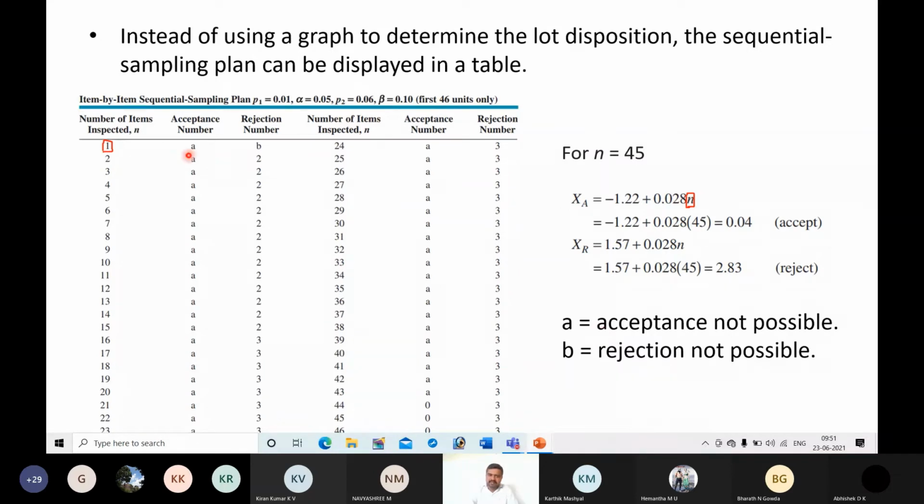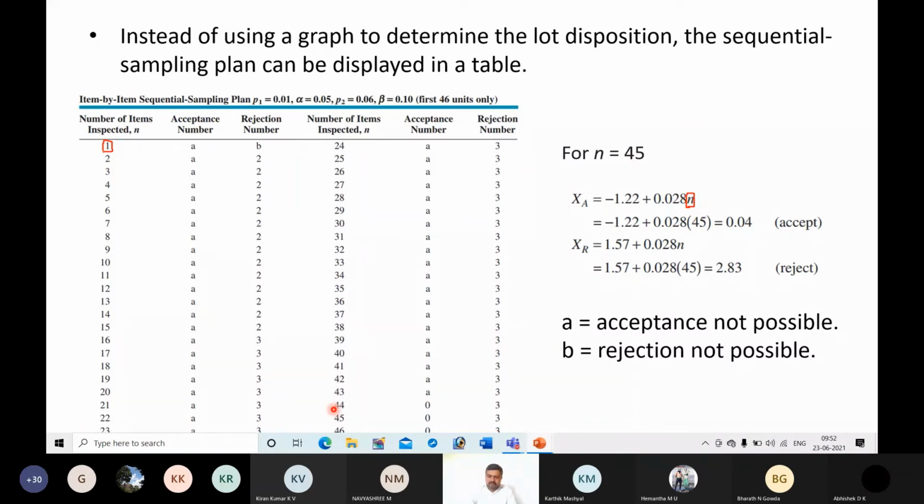That means we cannot make a decision regarding this negative value. Acceptance not possible. Next, similarly, if you substitute 2, 3, 4, 5, till 44, you will get negative values only. That means you cannot make a decision regarding whether to accept a lot until you take 44 samples. After taking 44 samples, you are getting a value 0. 0 means if there are 0 defectives out of 44, you can accept the lot.